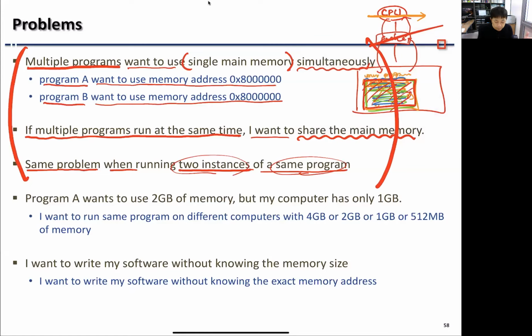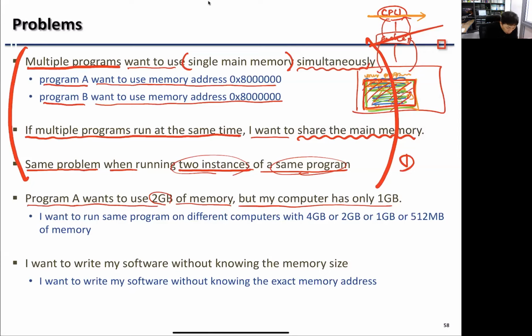This is one problem that we need to solve. There's another problem. Program A wants to use 2 gigabytes of memory, but my computer has only 1 gigabyte. What can I do? You might have a computer which has only 1 gigabyte of RAM, but my program needs 2 gigabytes. What happens? Will it crash?